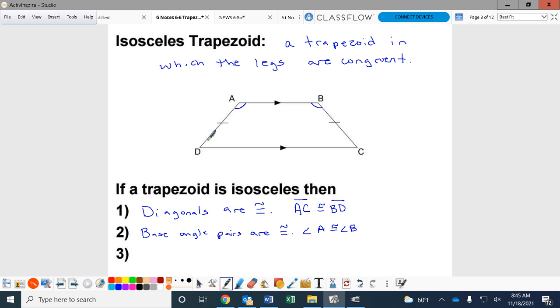And then down here, D and C, these are also base angle pairs. Angle D is going to be congruent to angle C. These two are always base angle pairs. These two base angle pairs are always going to be congruent to each other.